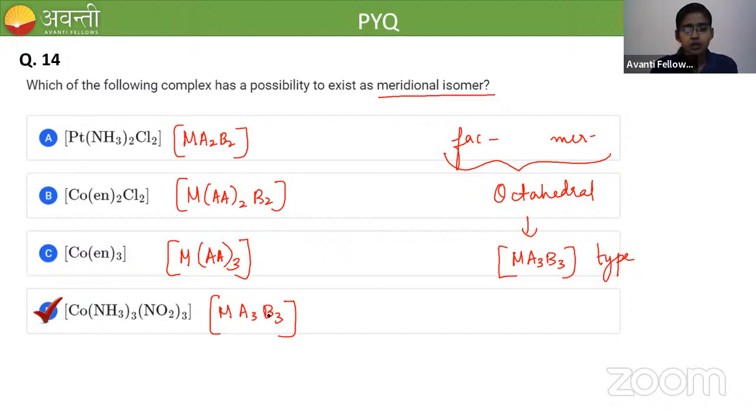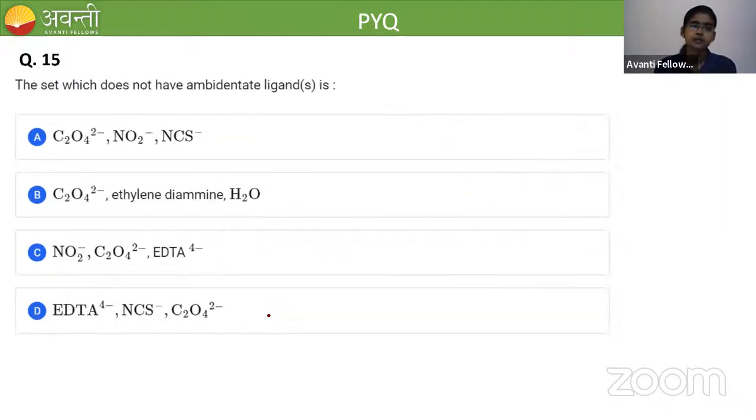So let me go with one more last question for today's class. 15th question, the last question for you for today: the set which does not have an ambidentate ligand. So what are ambidentate ligands? They are the ligands which have more than one donating site or more than one coordinating site to the central metal atom. But at a time only one atom can act as a donor site.